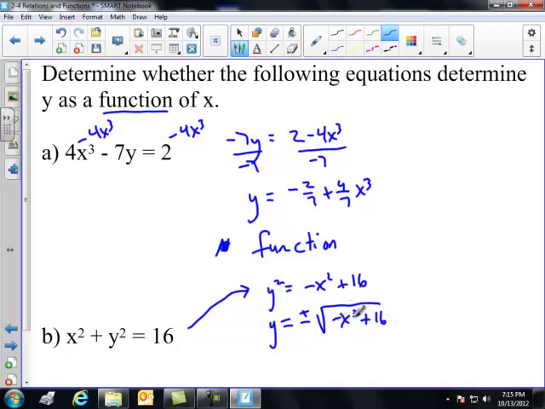So think about this. If you plug any value in here for x, if we plug 0 in here for x, we have 0 plus 16, which is 16. But then the answer is plus or minus the square root of 16. So not only do we get a positive number, but we also get a negative number. Therefore, for each x value we plug in, we would get two answers. We get more than one solution for that equation. Since we get more than one solution for each x value, that is not a function. That does not follow the definition of a function.